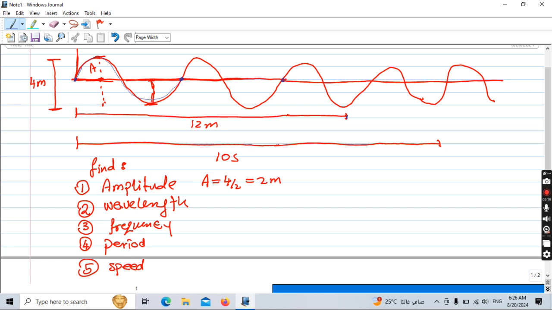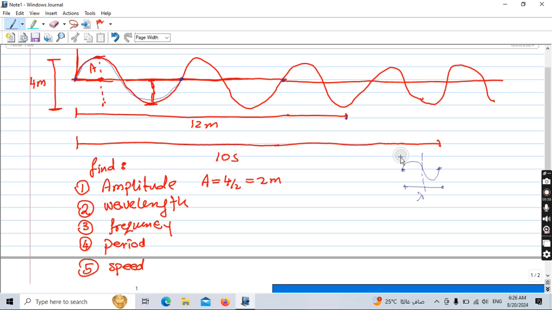Now, let us take this wave a little bit like this here, let us draw it here. Now, this is the full wavelength, right? Now, if we divide it into halves, that means from here to here, this is the full wavelength, lambda.